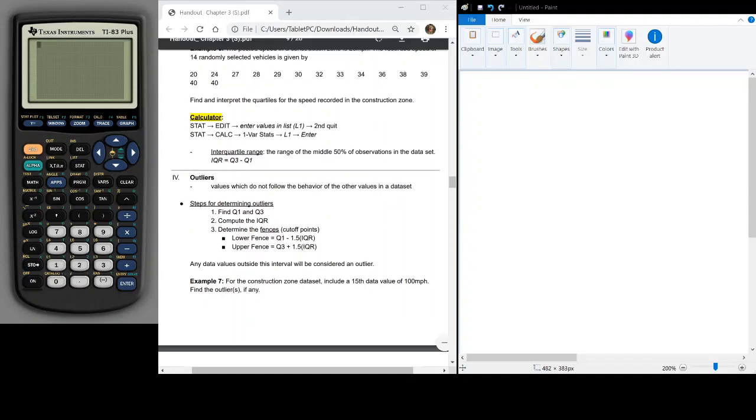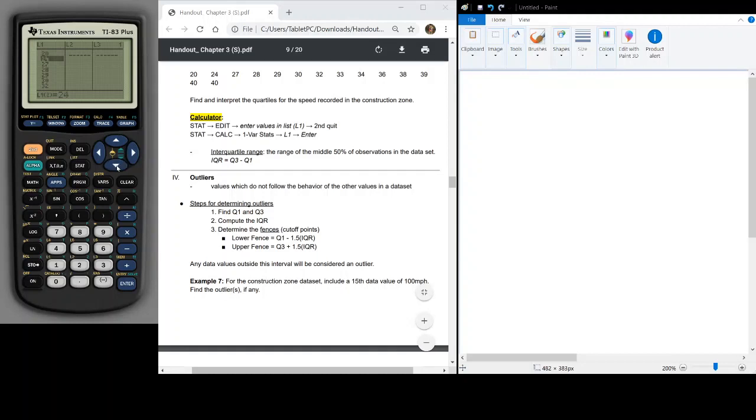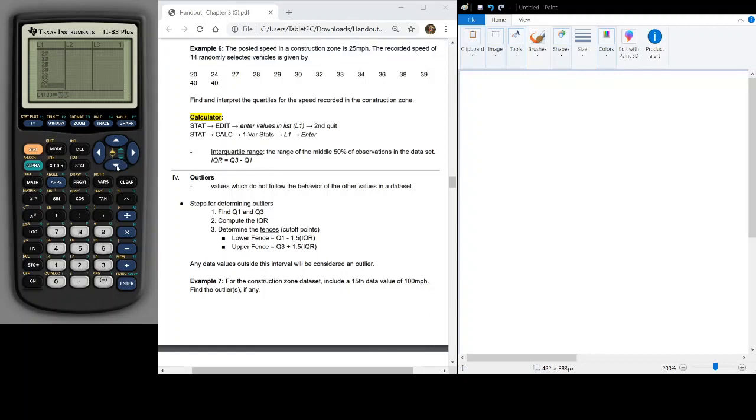So what we'll do is take the data set and plug it into the calculator. Here I have the TI-83. Go to stat, edit. I've placed the original data set already. These are the 14 vehicles that I've recorded in the calculator. I'm going to go to the 15th entry and enter 100 miles per hour. I want to prove that 100 miles per hour in a construction zone is mathematically an outlier. So let's quit to the home screen.